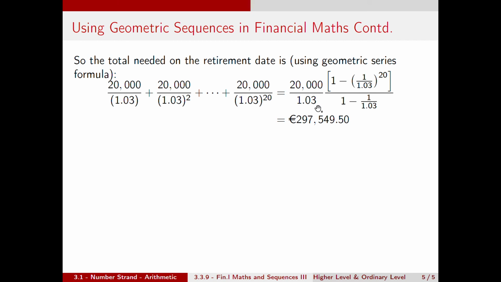And that leaves us with 20,000 over 1.03, which is our a, the first term, all multiplied by 1 minus 1 over 1.03 to the power of 20, all over 1 minus 1 over 1.03. So our common ratio is 1 over 1.03. This gives us €297,549.50.